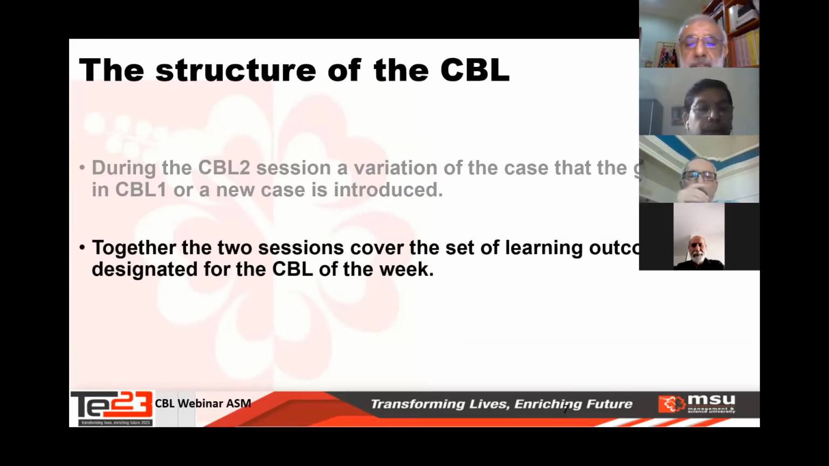In both sessions, CBL1 and CBL2, the identified learning outcomes for that week are covered.